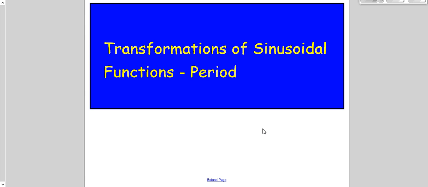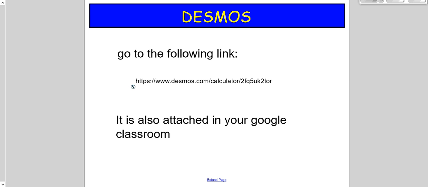They can be compressed. So what I would like you to do is to go to the following link. It's also in your Google Classroom, and play around on the Desmos calculator and look at what happens as we change the period. As we change that value, I think I called it B, that B value, how does it change your function in terms of the length that it needs in order for one cycle to occur? Okay, when you're done looking at that, come on back to this video.